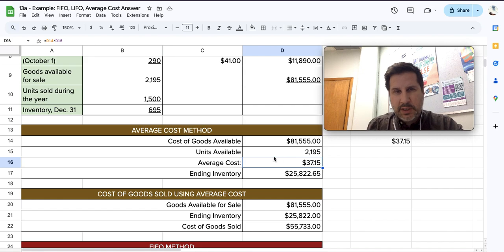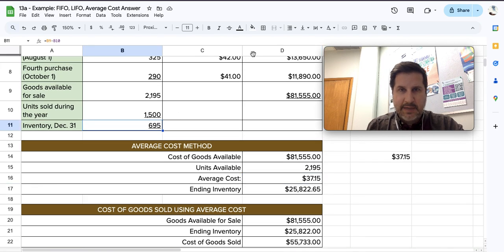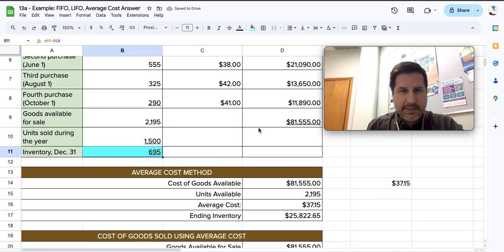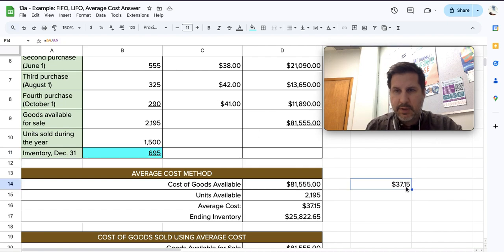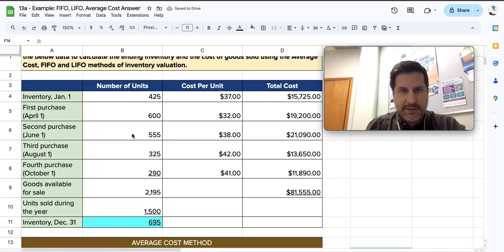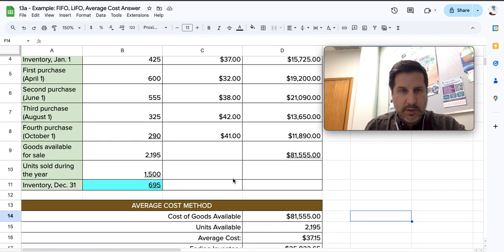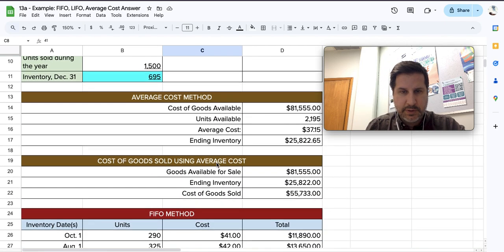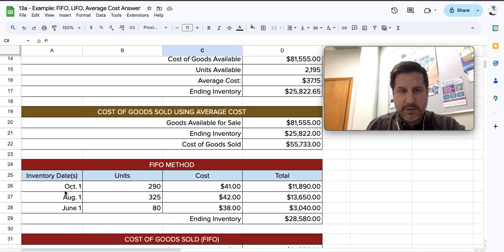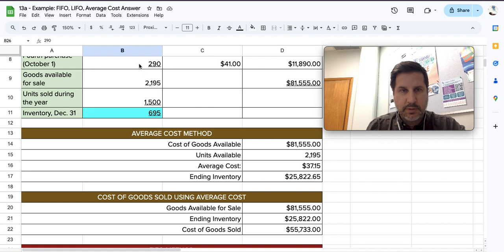To do FIFO, we've got this 695 number, which is critical. If I have 695 items left in my inventory, how am I going to calculate that? Because I sold all of this stuff first, I've got to start with my October 1st purchase. 290 of that ending inventory is going to come from October 1st at $41. So I put in the 290 units, and they were valued at $41.